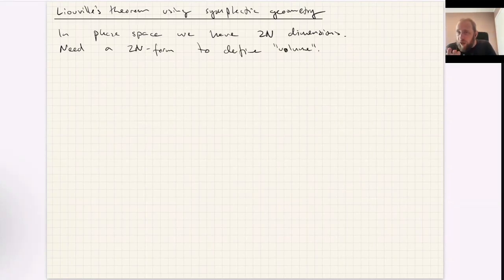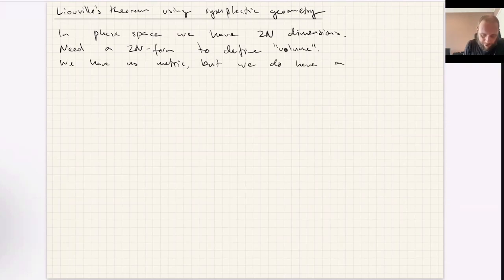While we discussed that in the Riemann case, when you have a metric, there is a natural volume element, this is no longer the case in symplectic geometry, at least not using a metric, because we generally have no metric on phase space. That's kind of what was confusing me. There is no metric, so how can we define volume? Well, we have a symplectic form instead.